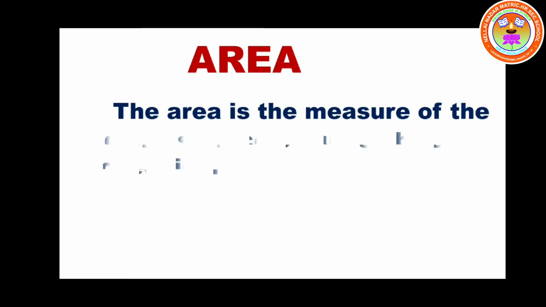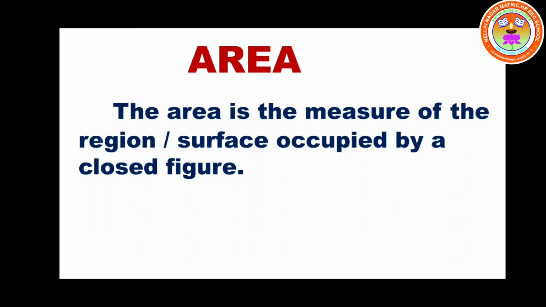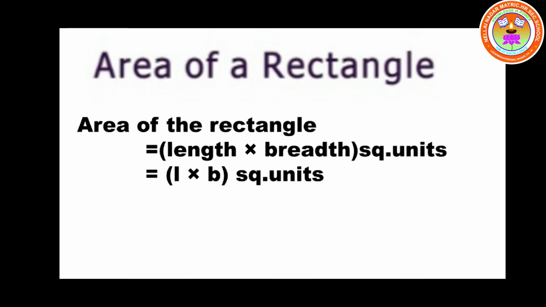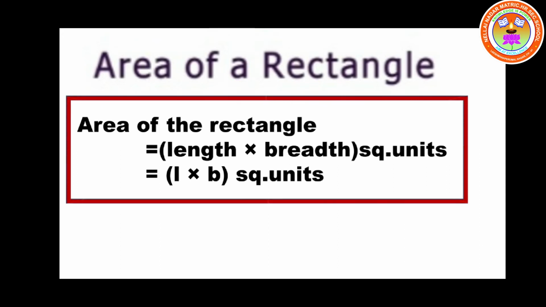The area is the measure of the region or surface occupied by a closed figure. Now, the area of a rectangle. The area of the rectangle is equal to length into breadth square units. Children, in perimeter you write only units, but when it comes to area, square units. So, it is equal to L into B square units, where L stands for length and B stands for breadth.